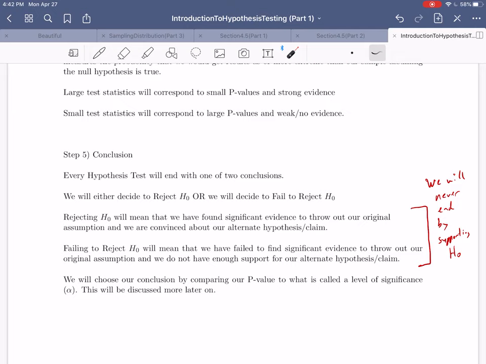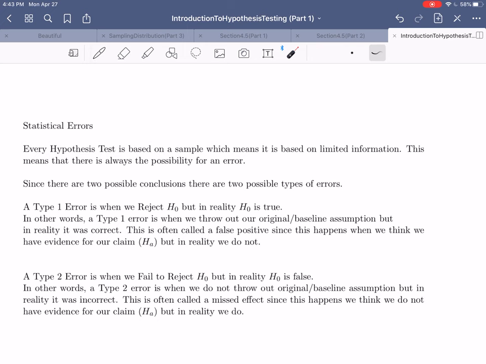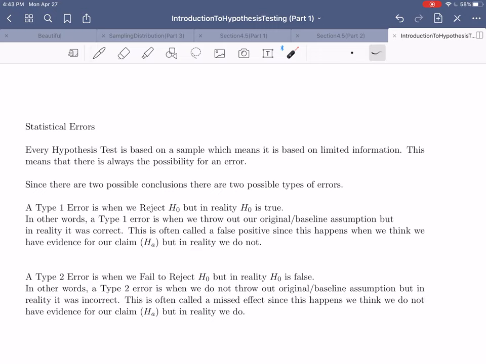So let's talk about what are called statistical errors. Every hypothesis test is based on a sample, which means it is based on limited information. This means there is always the possibility for an error. Now, an error doesn't mean that when you're doing the problem, you make a computational mistake, you type something wrong into your calculator, you miswrite something down. Doesn't mean that sort of error. It means an error where we correctly carry out the test, make the correct conclusion, but because of the data we had, that conclusion is actually the wrong conclusion in terms of what's true in real life or in reality.